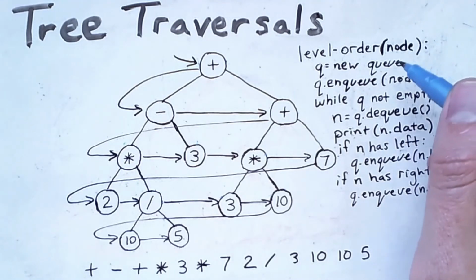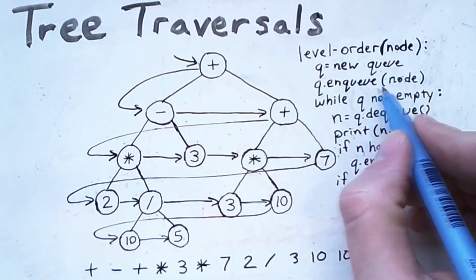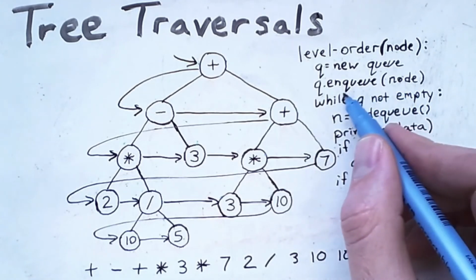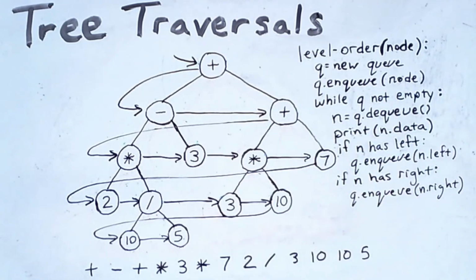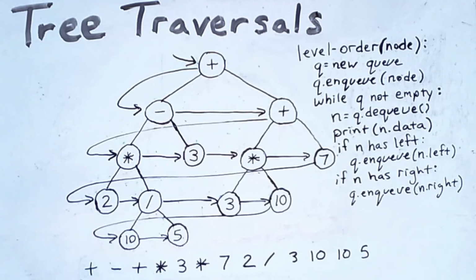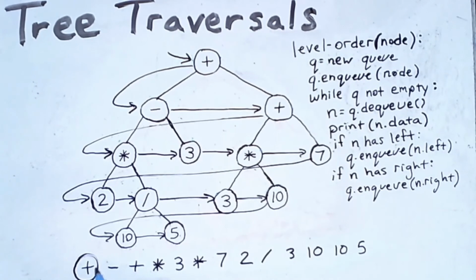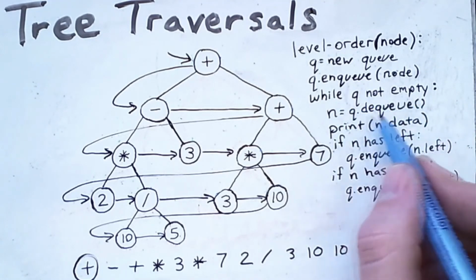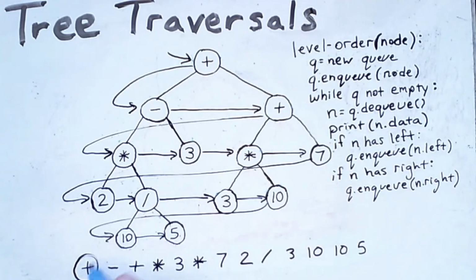So if we start a new queue and we're starting from the root, then the first thing that we will enqueue will be this plus sign. So we've enqueued the plus, and then we immediately, in this loop, dequeue the plus, and we print it out. I'm going to use a circle to indicate that we've put it in the queue, and I'm going to exit out once we've printed it. So we print out the plus, that's done.